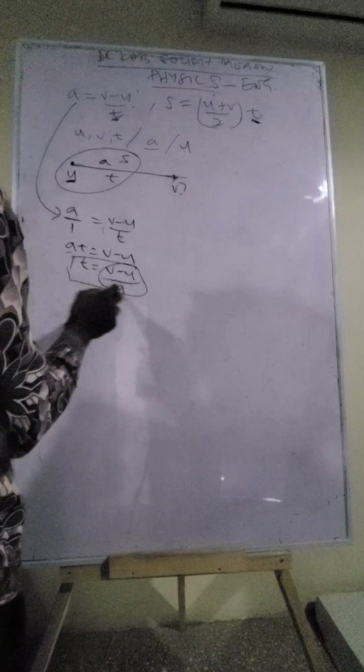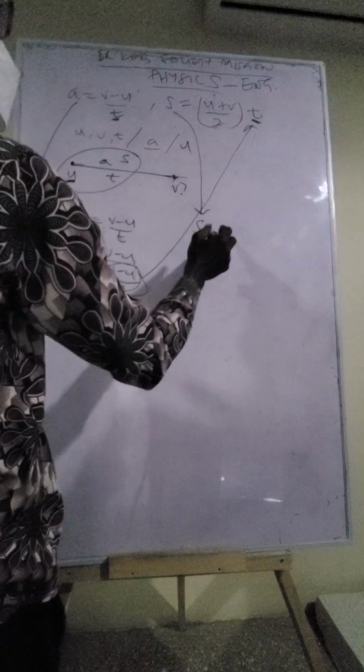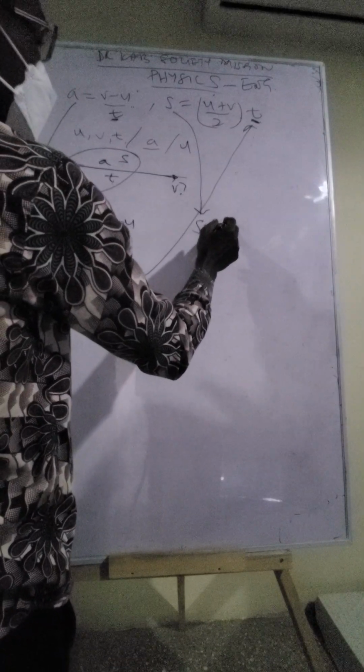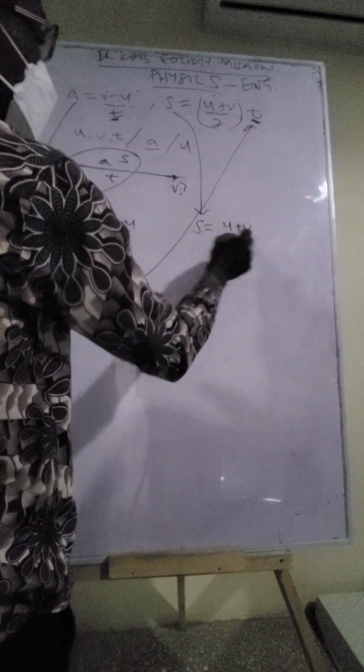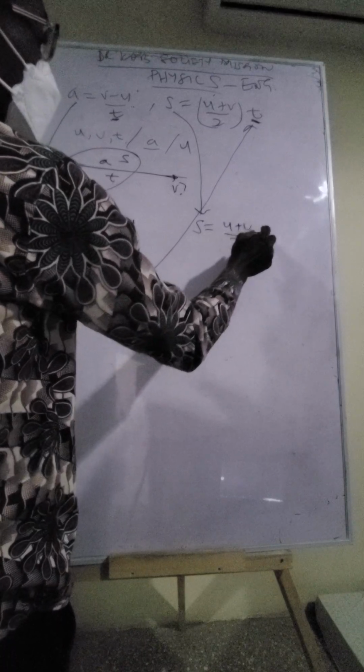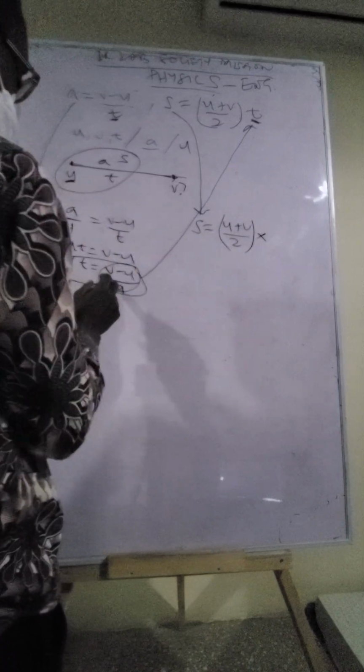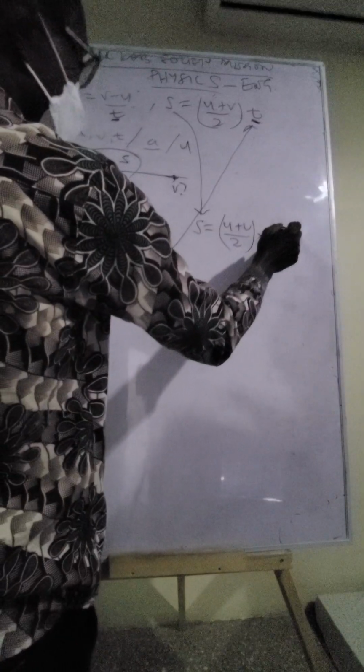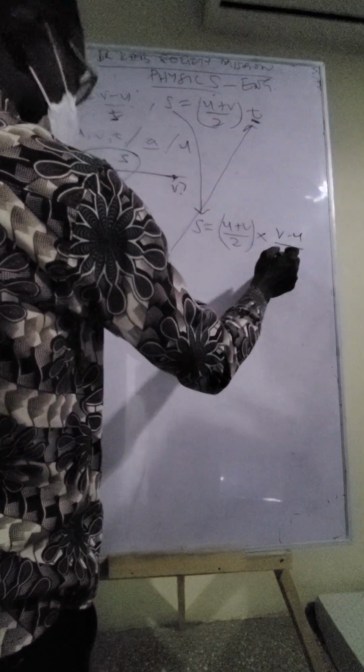Now we can substitute this one into this equation. Because T is equal to this, we can put this one in place of T. So let's see how that will go. S will become equal to what? U plus V over 2 times, let's put this one there, V minus U over A.